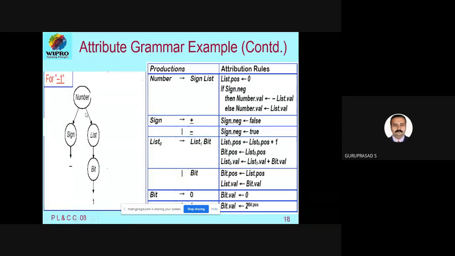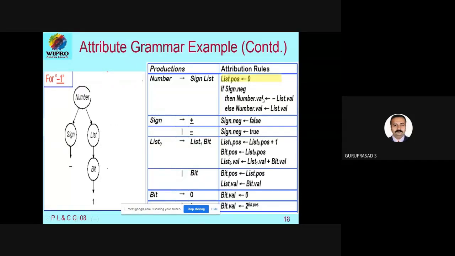Okay. Number is producing sign and list, list is producing bit, and that bit is 1 now, and this is minus. Fine. I cannot compute bit dot val because you can see bit is producing 1. When bit is producing 1, bit dot val is equal to 2 to the power of bit dot position. So as to compute bit dot val, I should know bit dot position, which has not yet been computed. So for that reason, have a look at how exactly this works.